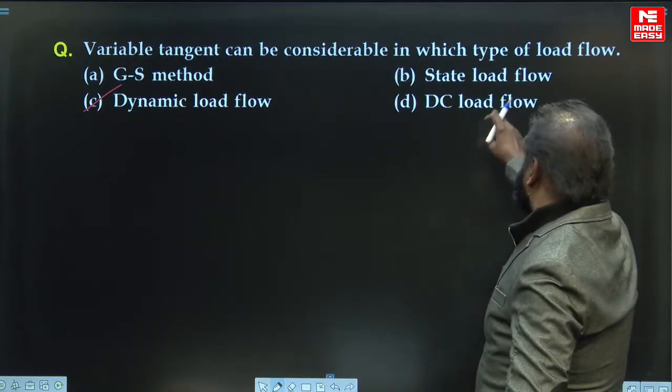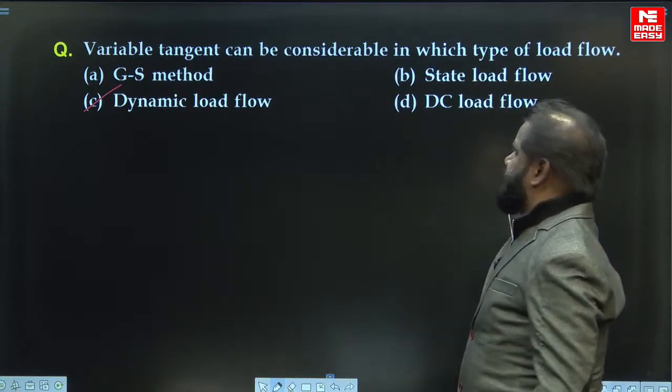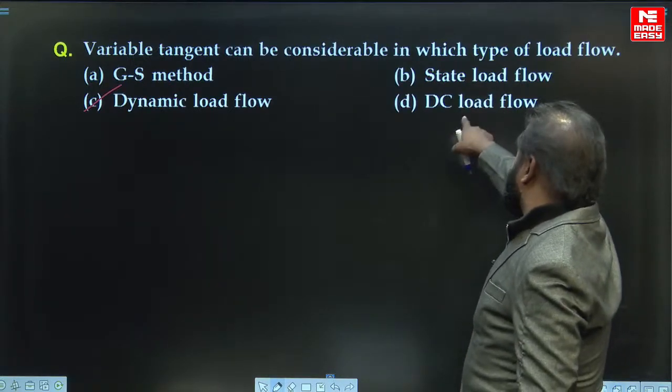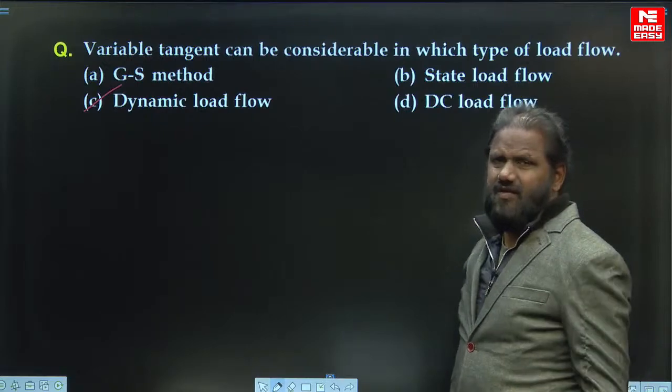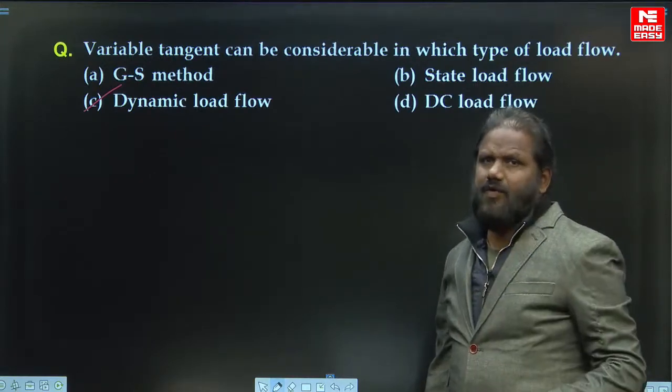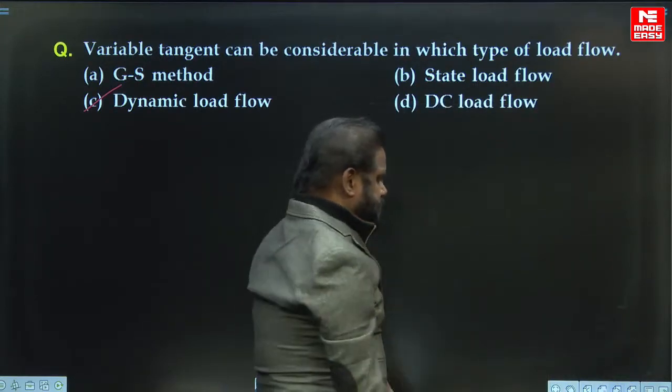Not static, it is dynamic. In static load flow the variables are constant. DC load flow is also one kind of static load flow because you are assuming only the active power P.